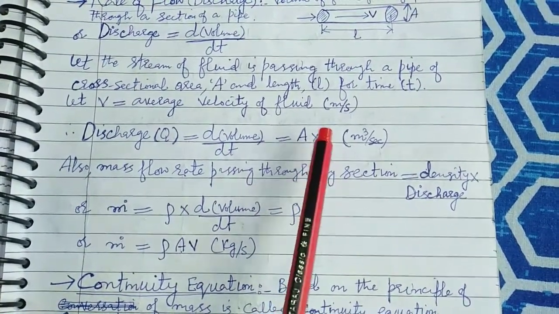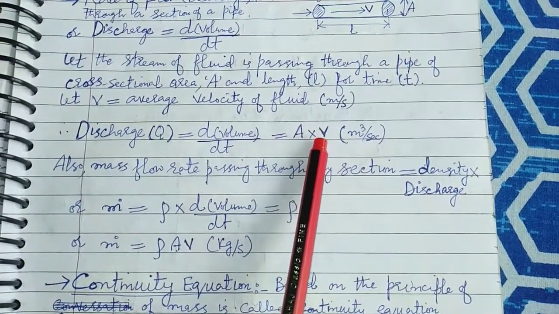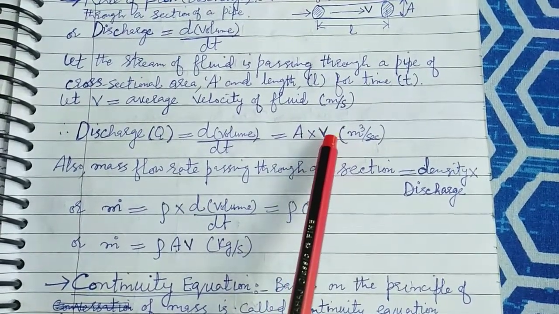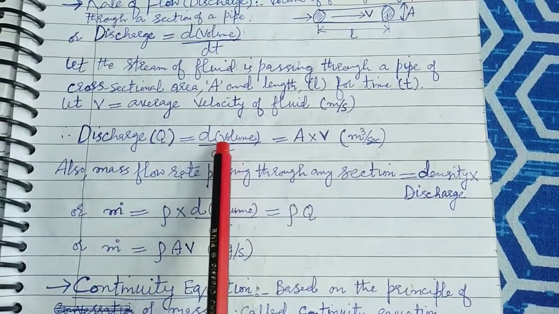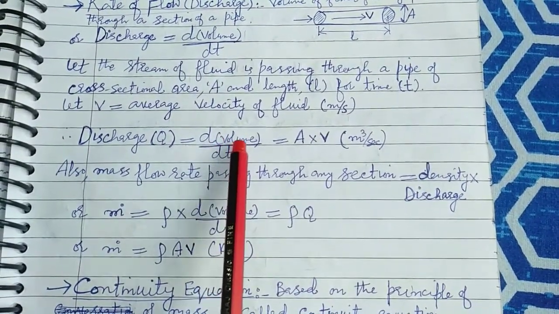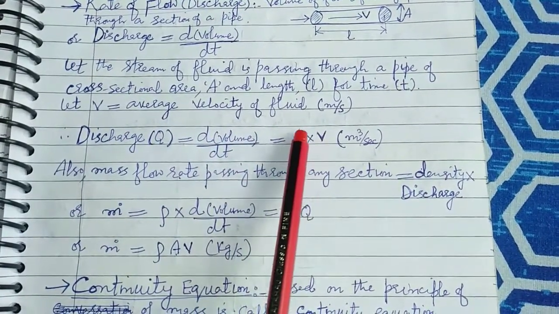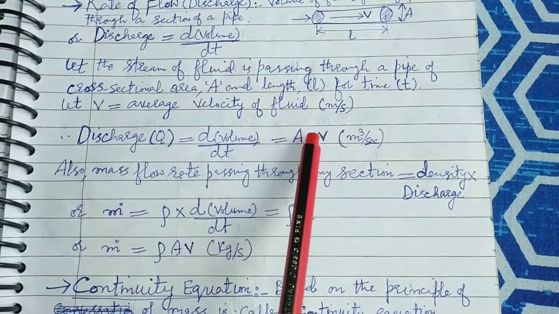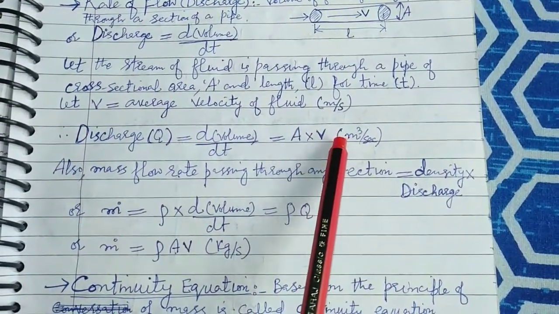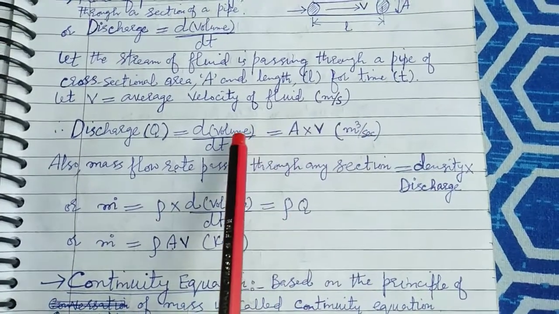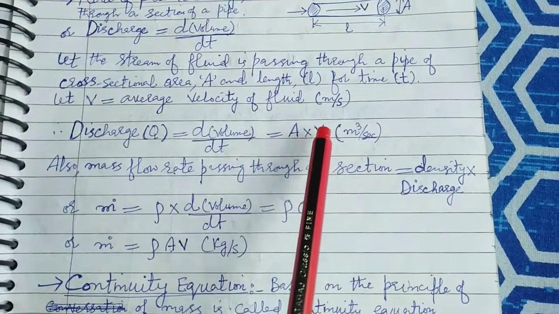into velocity. Okay. So discharge is equal to area of cross section into velocity of the fluid. If you see the unit of this volume flow rate, it will be cubic meter per second, and the unit of A into velocity will also be cubic meter per second. So we can say that the discharge is finally equal to area of cross section into velocity of the fluid.